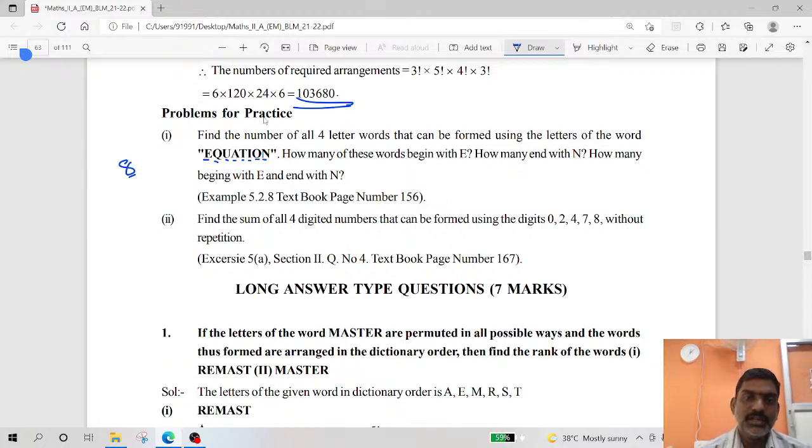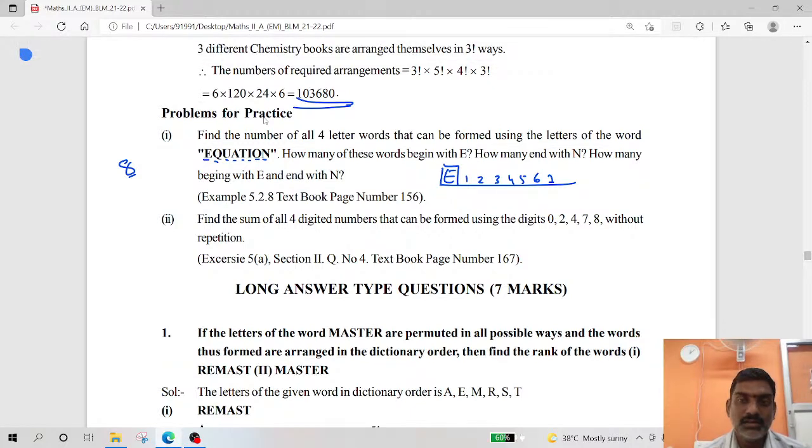How many of these words begin with E? So we write E here. In the first position we are fixing E. Next, how many positions are left? 1, 2, 3, 4, 5, 6, 7 positions are left. 7 positions can be filled with the remaining 7 letters. That is for all. But here we need the number of all 4-letter words, so up to here itself we have to stop. Here 1, 2, 3, 3 places are there, but we have 7 letters. 7 letters in 3 places, 7P3. How many end with N?